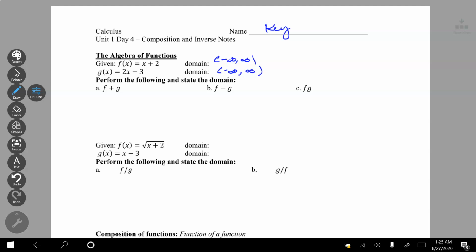And let's see what happens when we do some simple things to them. So f plus g will just be 3x minus 1. And I don't think the domain has changed any. It's still all real numbers.